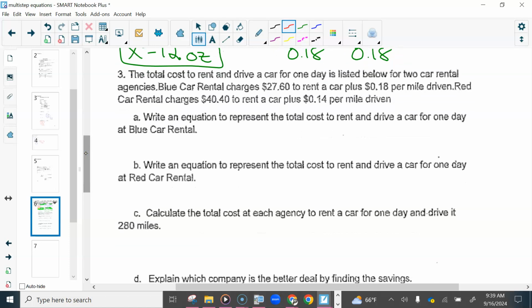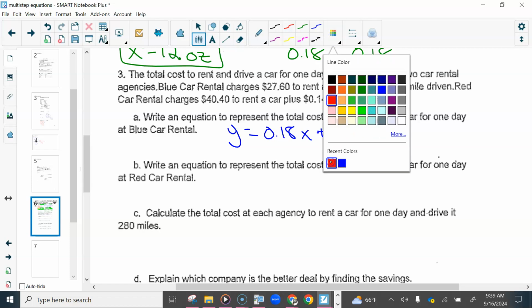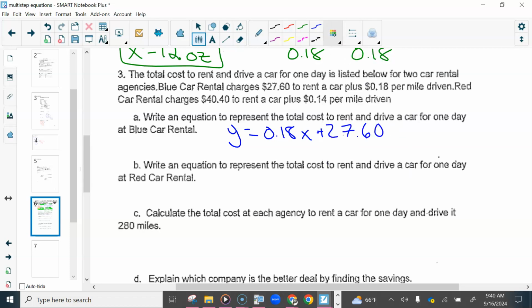So for part A, you should have had just one equation that represented the blue car rental. You had your slope. You had your initial fee, but you didn't have the number of miles or the total cost. So that would have looked something like y equals 0.18x plus 27.60. Questions on that?